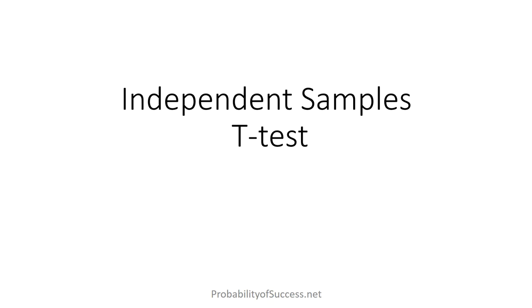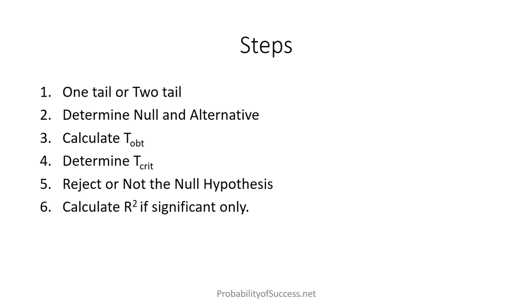Going to be covering how to conduct an independent samples t-test. So here are the basic steps we're going to go over: determining whether it's a one or two tail, determining what the null and the alternative hypothesis are, calculating our t-value, determining our t-critical, deciding whether or not to reject or not reject the null hypothesis, and calculating an r-squared, which is an effect size, if we find significance only.